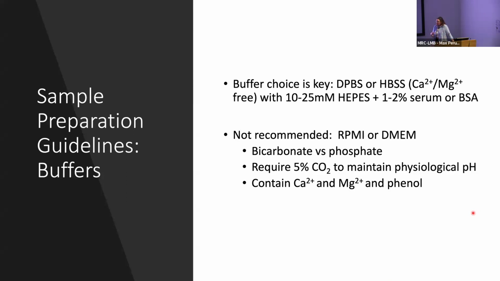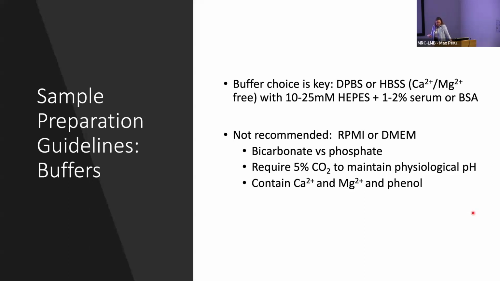I often see people bringing their samples in RPMI or DMEM, and they're actually not the best candidates for sort buffers or collection buffers. One of the reasons is that they are a different buffer than the cytometer's sheath buffer, which means basically you're looking at a bicarbonate versus phosphate-based buffer. And by design, they also require 5% CO2 to maintain physiological pH. So if we're sorting cells for a few hours, that's obviously going to become a problem.